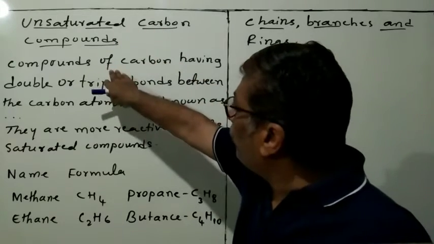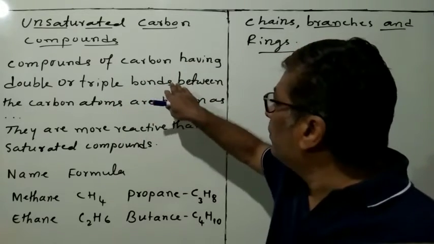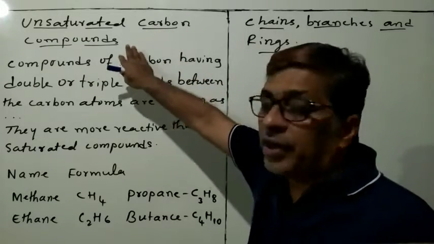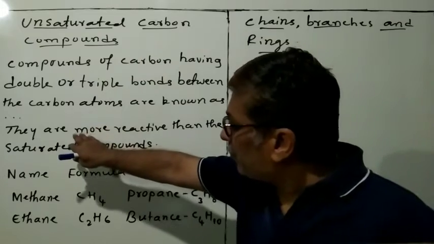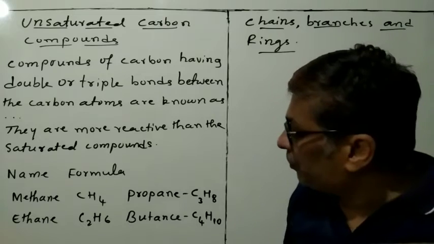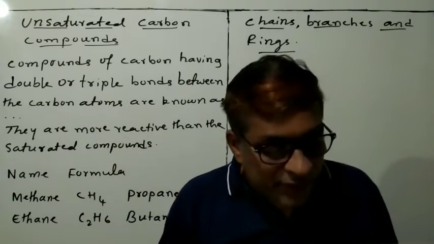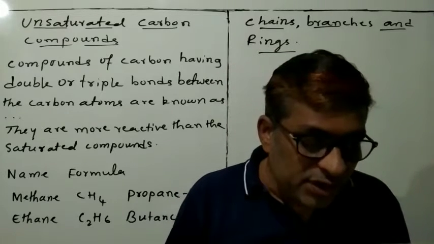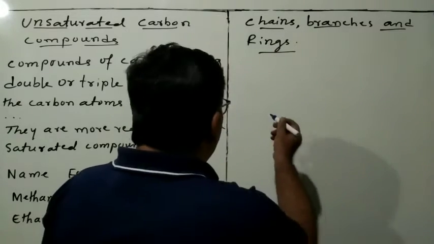See the definition. Compounds of carbon having double or triple bonds between the carbon atoms are known as unsaturated carbon compounds. And they are more reactive than the saturated compounds. Okay, now we'll see the example of ethene, E-T-H-E-N-E, and its structural formula.